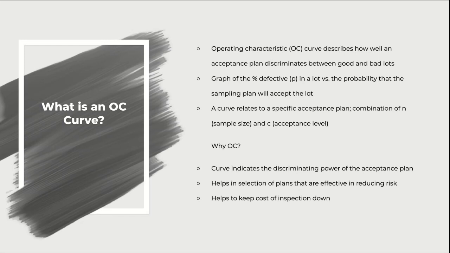If the entire shipment of parts has a very high level of defects, we hope the sample will reflect that fact with a very high probability of rejecting that shipment. So why OC? Firstly, the curve indicates the discriminating power of the acceptance plan. Secondly, it helps in selection of plans that are effective in reducing risk. And lastly, it helps to keep the costs of inspection down.